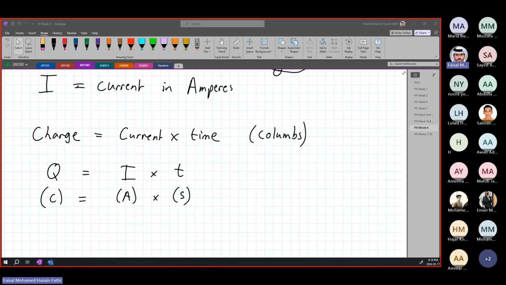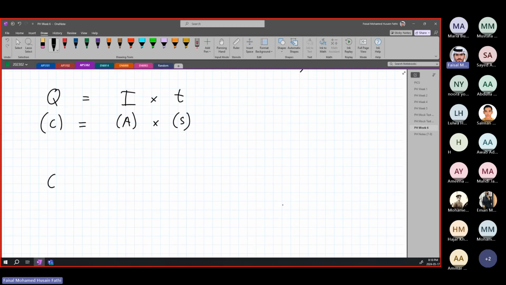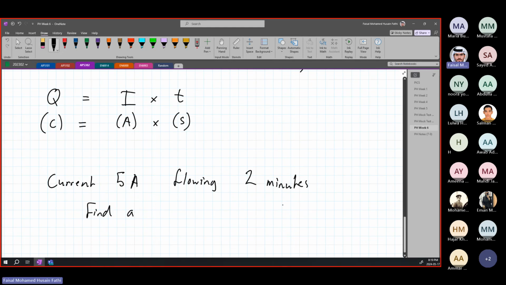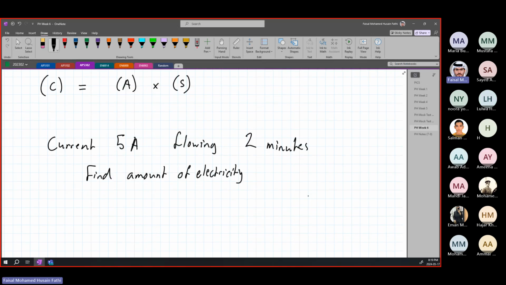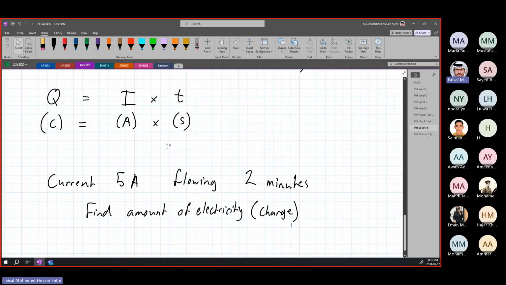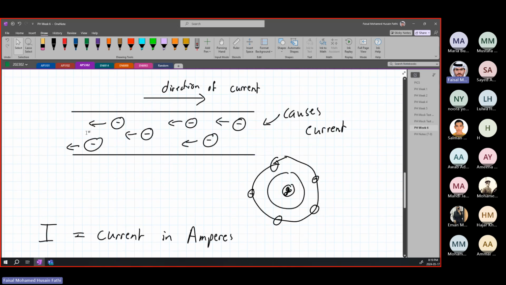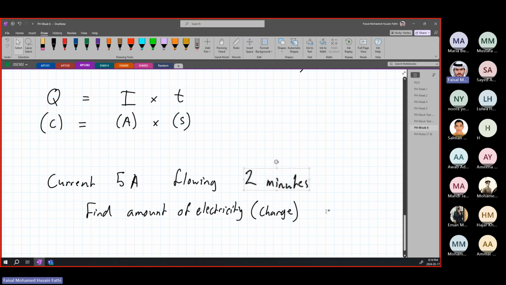If we want to look at a very quick example, for example, if there was a question that says current is 5 amperes and it's flowing for 2 minutes, and it says find the amount of electricity transferred. Electricity, in other words, they mean the charge. So how much charge, how many of these electrons are basically moving in these 2 minutes?